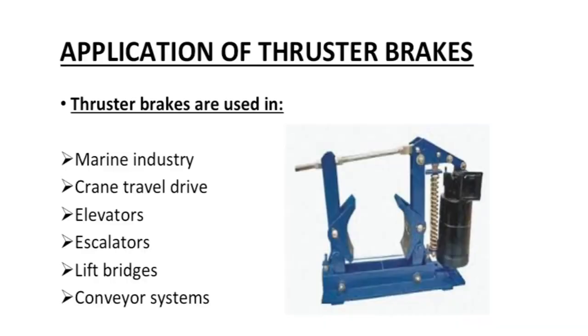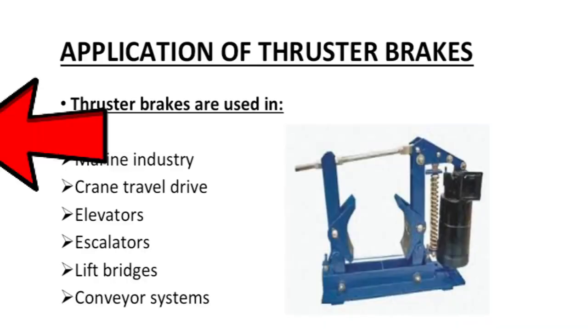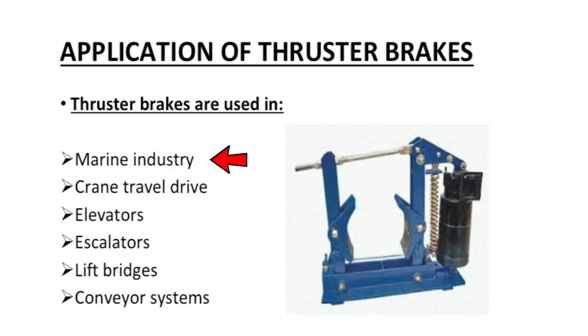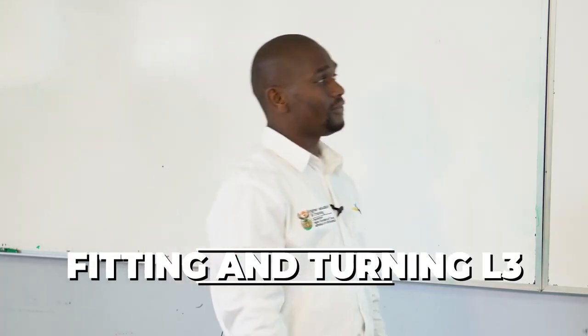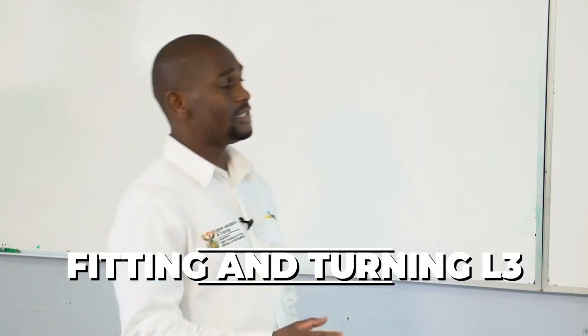So applications of thruster brakes, where are they used? Thruster brakes are used in marine industries, crane travel drives, as well as elevators, escalators and lifting bridges. Then advantages and disadvantages of the disc brake.